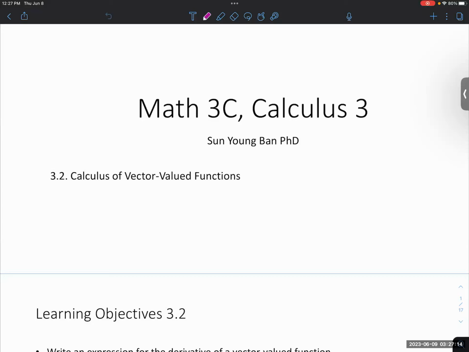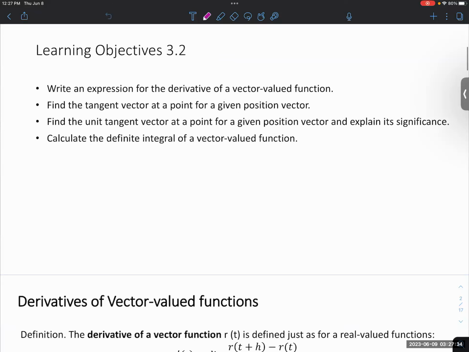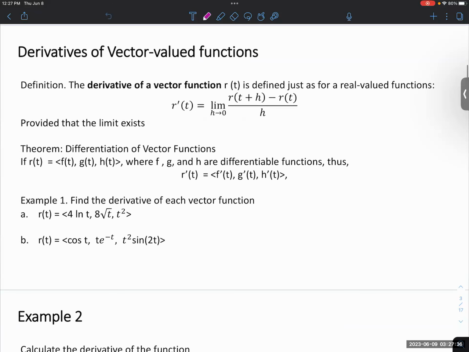So the definition of the derivative of a vector is pretty much the same thing you learned in Calculus 1. It's the same definition we learned in Calculus 1. We're going to apply the definition of derivative to a vector valued function, okay? So let's take a look at the definition of the derivative of the function. So this is a recall, right?